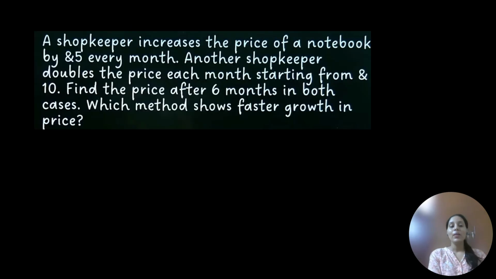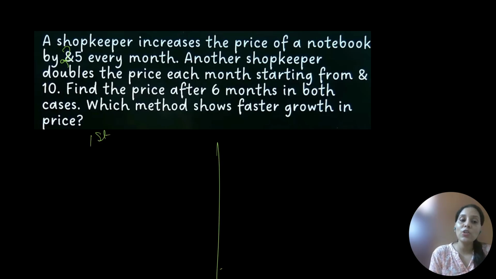Let's see a question. A shopkeeper increases the price of a notebook by rupees 5 every month. Another shopkeeper doubles the price each month. So this is first shopkeeper and this is second shopkeeper, by rupees 5 every month. So find the price after 6 months in both the cases.